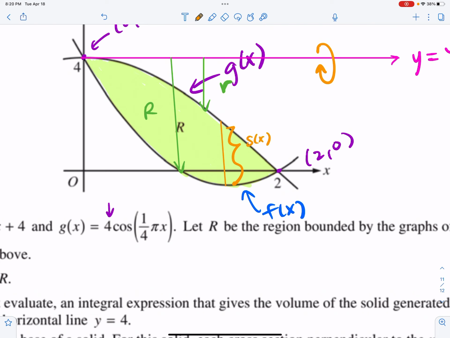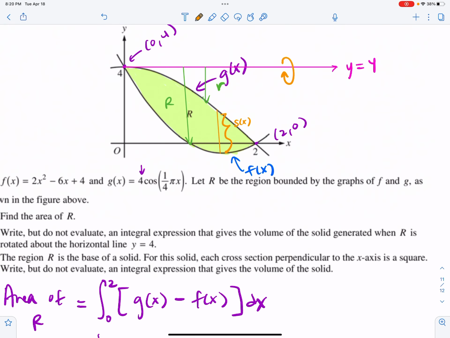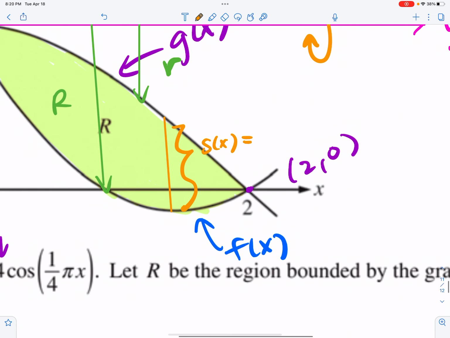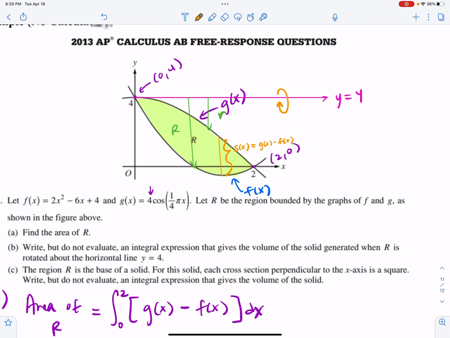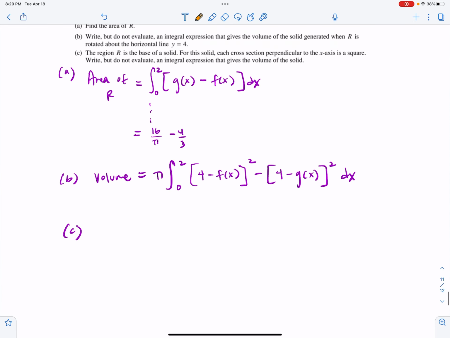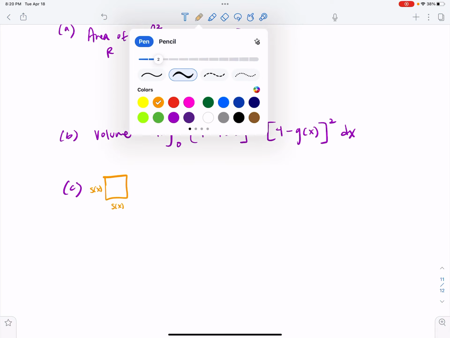We are given that the cross sections are perpendicular to the x-axis, so vertical cross sections. So s of x will be equal to top minus bottom. What is that? g of x minus f of x. And then we know that each side of the square is s of x, so the area is going to be s of x times s of x, or s of x squared.